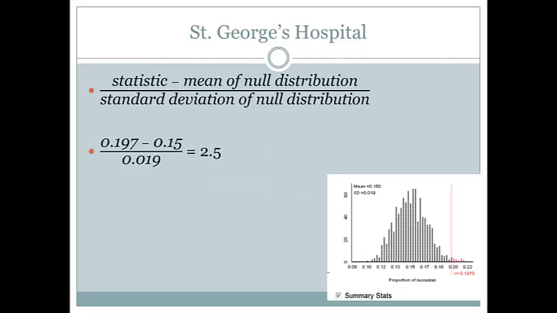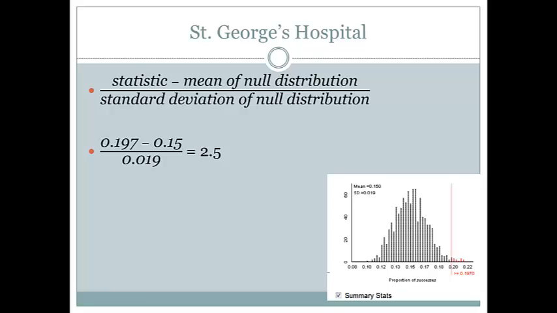Let's apply this to the St. George's data. The observed statistic is 0.197. 19.7% of patients at St. George's had died within 30 days of their heart transplant since 1986. The mean of the null distribution is the value of the null hypothesis parameter. That's 15%. So we take 0.197 and subtract 0.15.